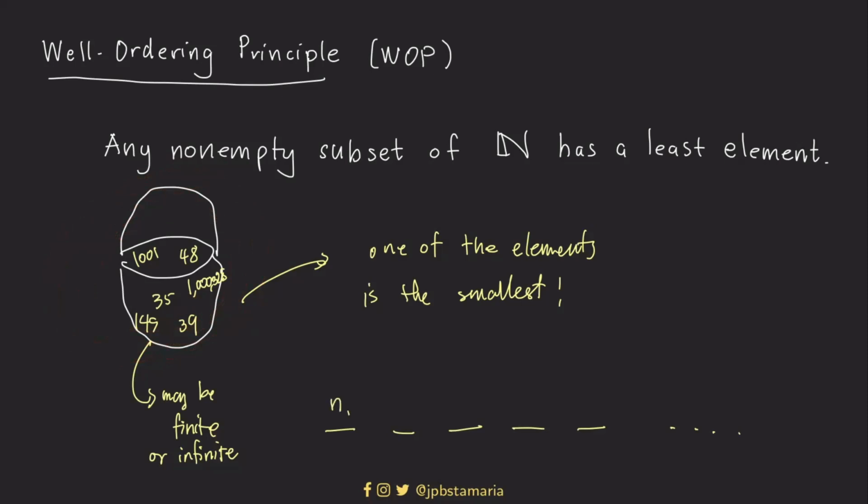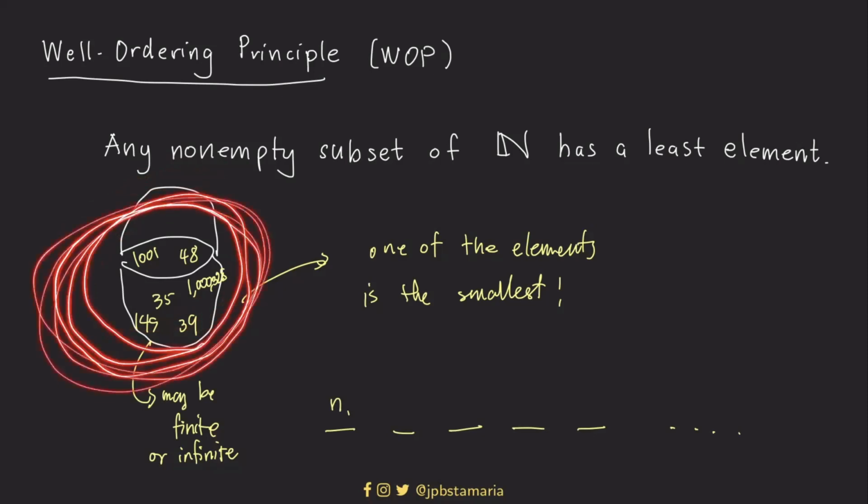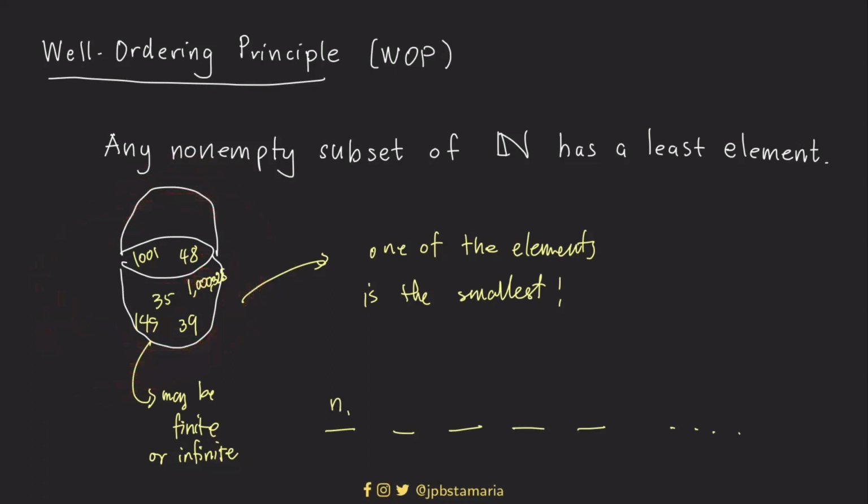Kunwari n sub 1 yung pinakamaliit. Ngayon, kung may laman pa yung bucket mo, kung may natitira pa dito, sabi ng well-ordering principle ulit, isa ulit doon ang pinakamaliit. Kunin mo yung pinakamaliit doon sa natira. Ipila mo dito. Kunwari, n sub 2 yun. Nakuha niyo? Again, kung yung bucket mo may laman pa rin, isa ulit dito ang pinakamaliit. Kunin mo ulit, ilagay mo dito sa pila, and you keep on doing that process hanggang maubos yung laman ng bucket mo.